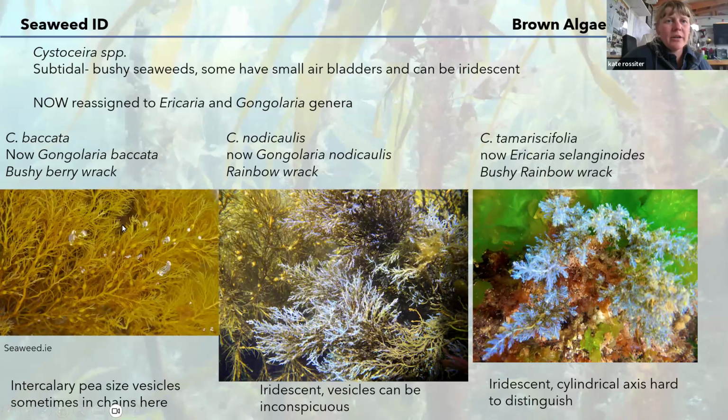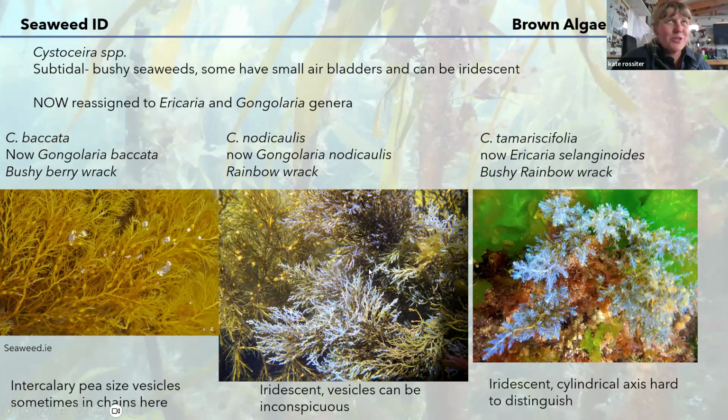And then we have our Cystoseiras and our Gongolarias. These are our rainbow racks. They're pretty distinctive because they have this iridescent coloration, but they're hard to identify from each other. Gongolaria baccata, also called bushy berry wrack, has these pea-sized vesicles within the branches. I'd say branching is a better way. So the vesicles are going to be your identification tool here.